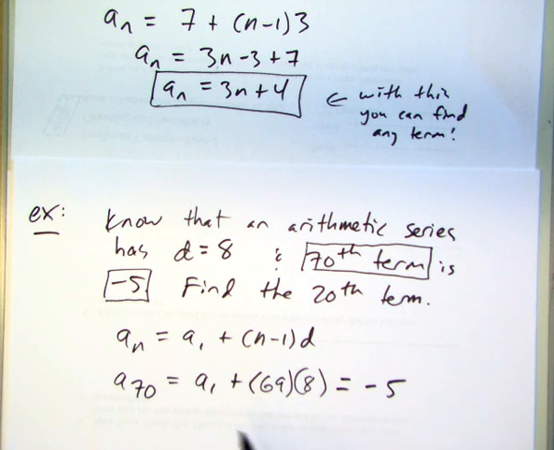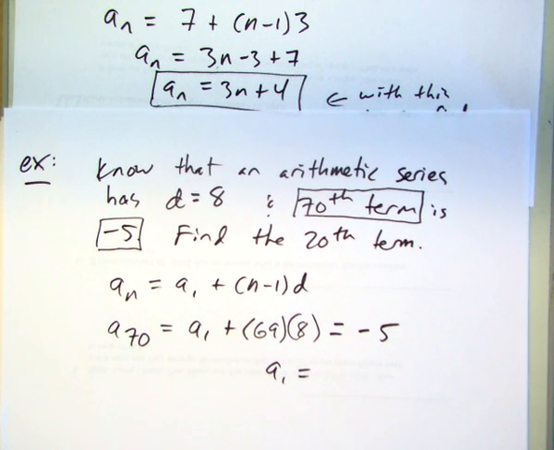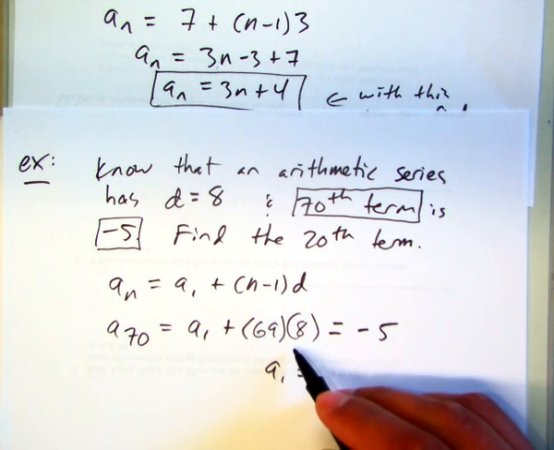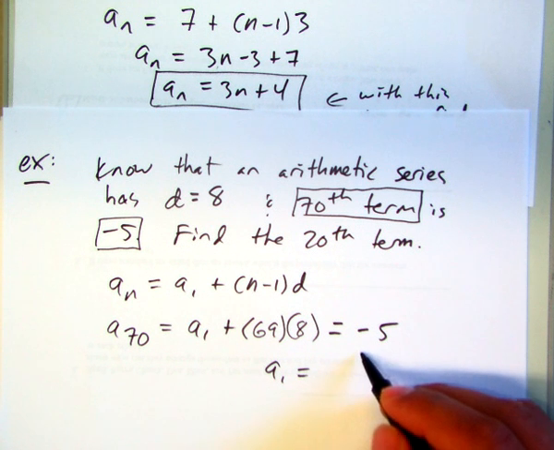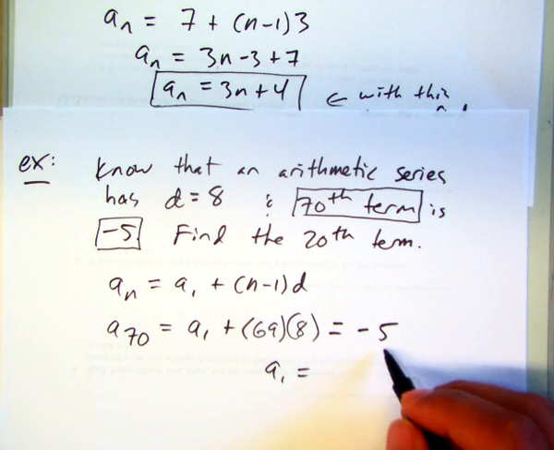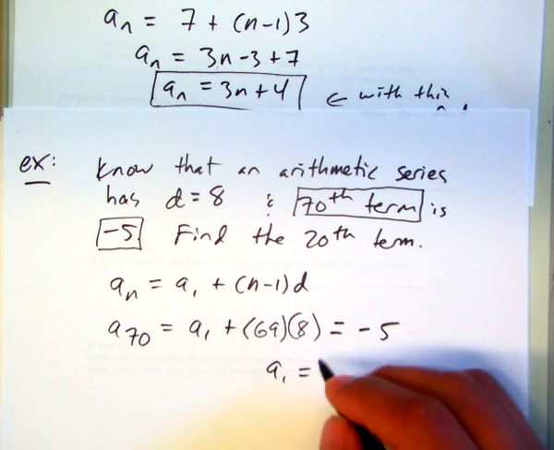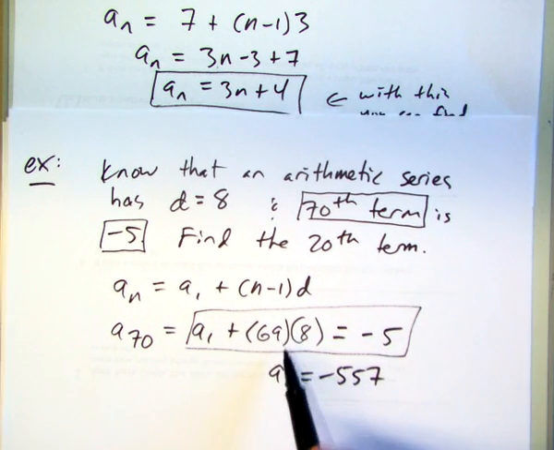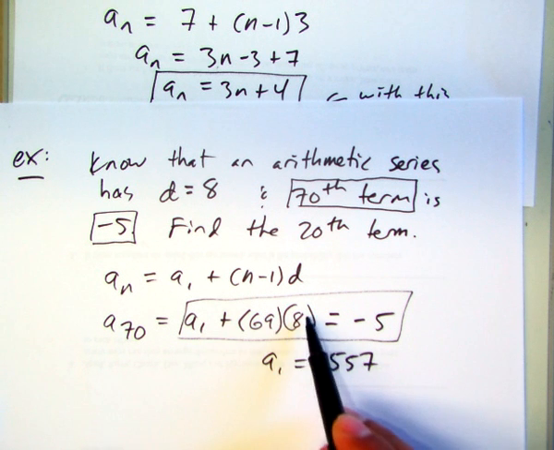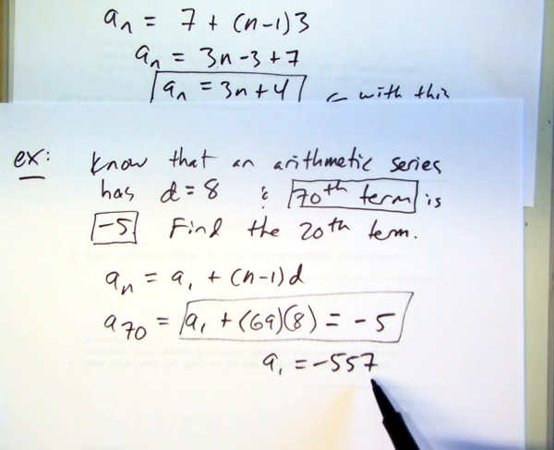So if I take this equation here, I can find a sub 1. You multiply 69 times 8, which is 552. And then you're going to subtract: negative 5 minus 552. You get negative 557. So all I'm doing here is solving this equation now. Multiply these two together, subtract it from both sides, you get that the first term is negative 557.